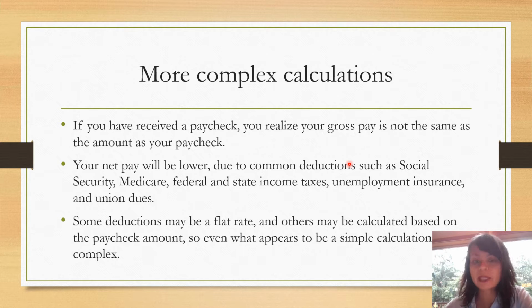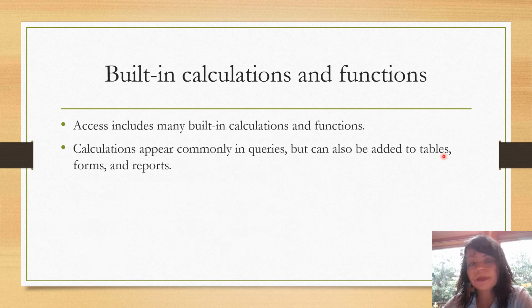For example, if you've received a paycheck, you realize that your gross pay is not the same amount as your paycheck, right? Your net pay is going to be lower due to some deductions like EI or CPP or taxes or insurance or union dues, depending on where you work for. So some deductions might be a flat rate and others might be calculated based on the amount of the paycheck. So what appears to be a simpler calculation becomes quite complex. So in Access, we have built-in calculations and functions.